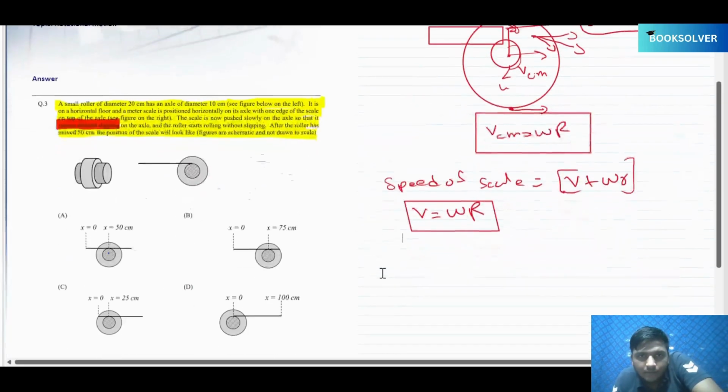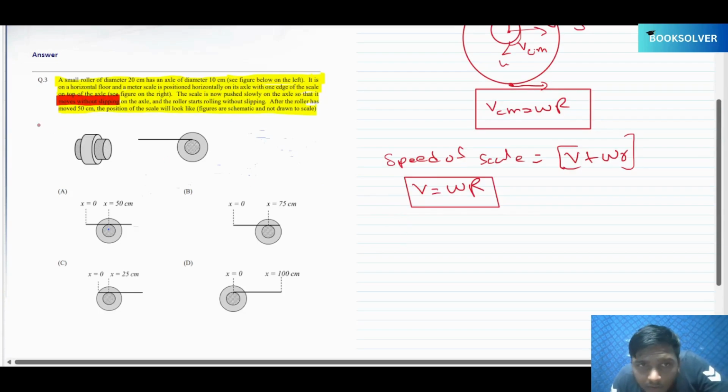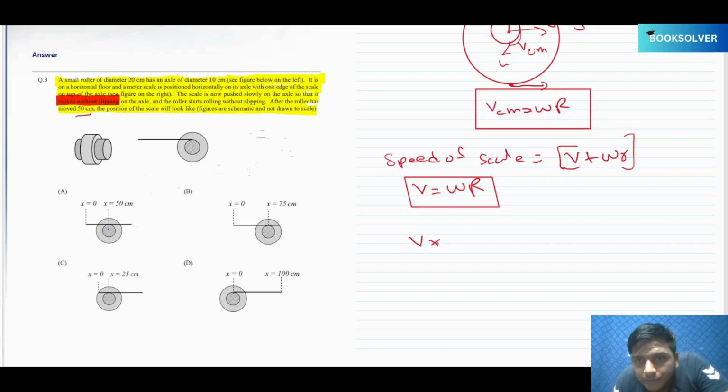And now given for us that the center is moving with velocity vcm, and after some time t, v into t is nothing but equal to 50 centimeter. So at this time t, what will be the position of our scale? What we have to do is multiply this t with our speed of scale to get the position of our scale. Okay, so let's find omega. Omega is nothing but v by R. Omega is v by R and t is 50 by v.